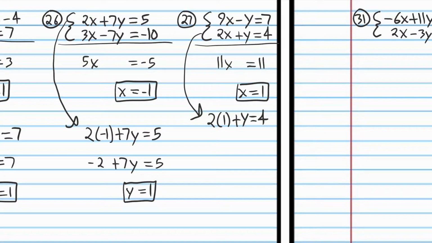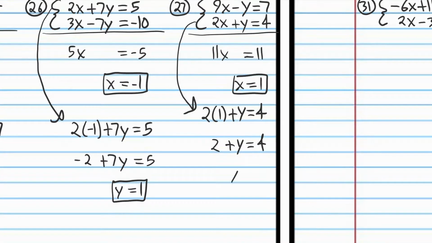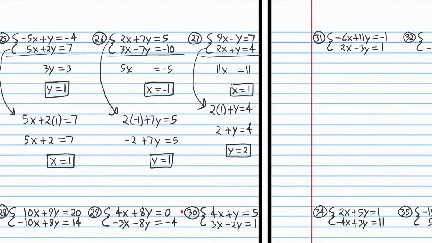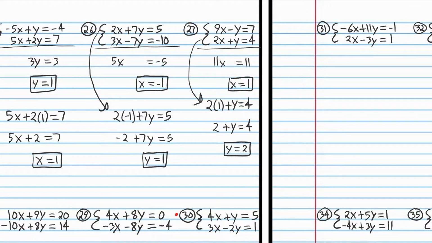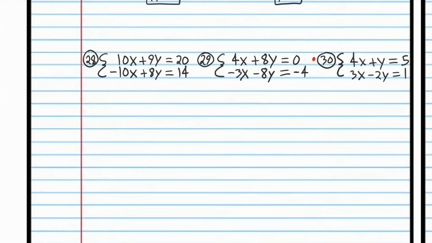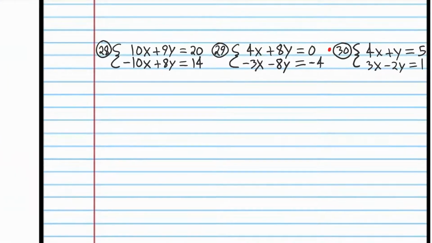Let's see here, 2 plus y is equal to 4. Subtract 2, and you get y is equal to 2. So if you got 1 and 2, good job. All right, try number 28, and when you come back, we'll do it together. All right, we're back. Draw your little line there.